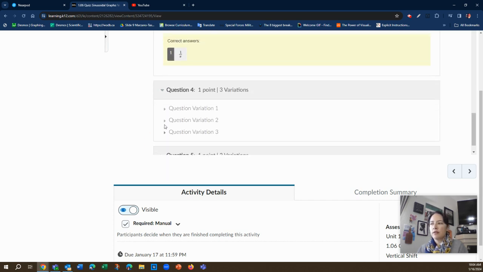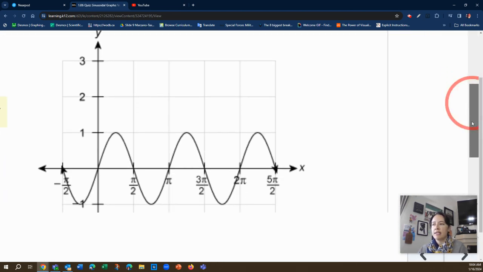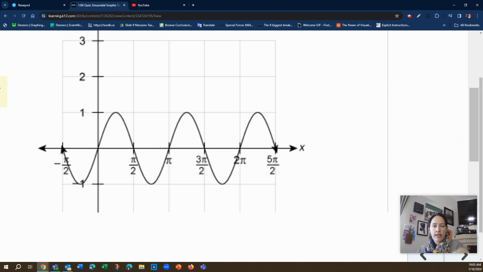Question 4. Which equation represents the function of the graph? Okay, so you might have a choice. You could graph those equations and find which one matches, but I'm going to talk about the key features. It starts here. What is that graph? It starts at the origin. It's a sine graph.